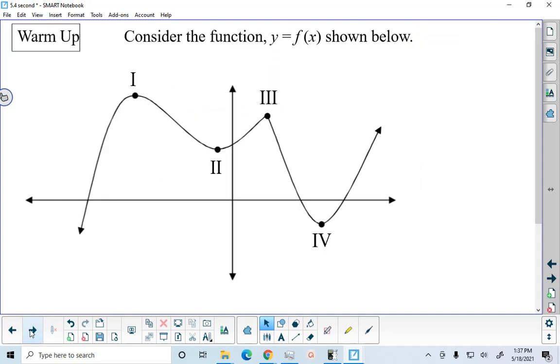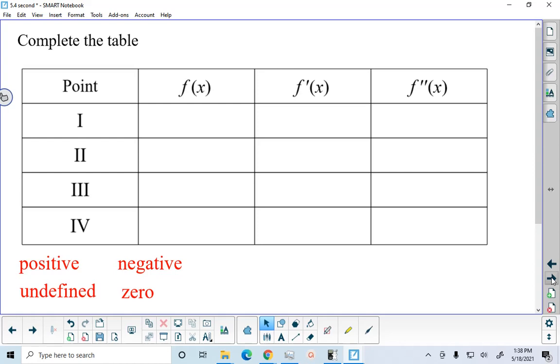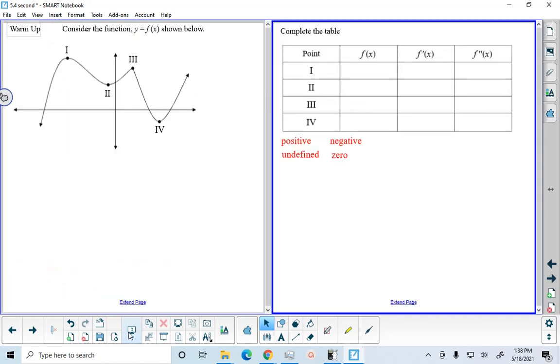So as a warm-up, we're going to go through the meaning of a function, its derivative, and the second derivative by looking at this graph. And it seems to me, I don't think those Roman numerals are on your handout, so you'll want to add them, 1, 2, 3, and 4, to your graph. And what we're asked to do is fill in information regarding those points.